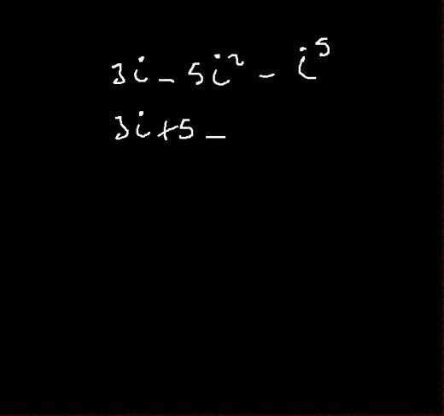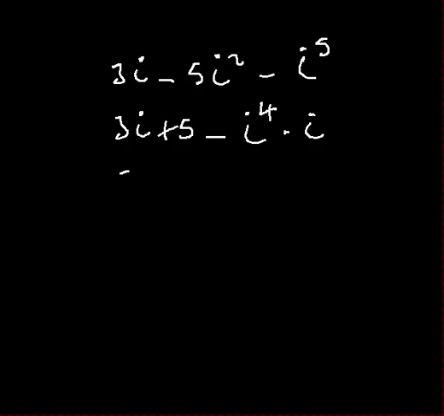And what if, let's say, we have a case like 3i minus 5i squared minus i to the power 5. How do you think we should have to simplify this expression? We can simplify this to 3i, and this is -1 times -5, that is +5. The minus should be i to the power 4 times i. That is the same as that.